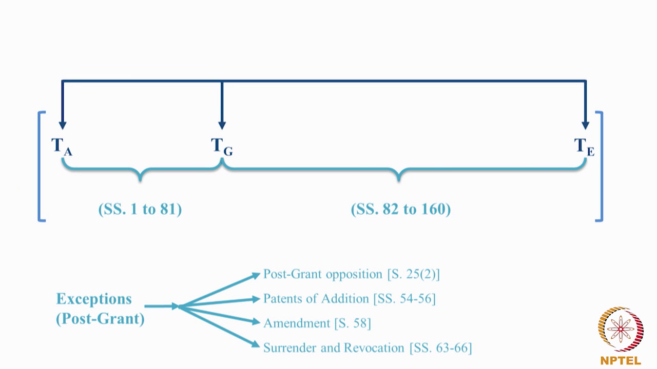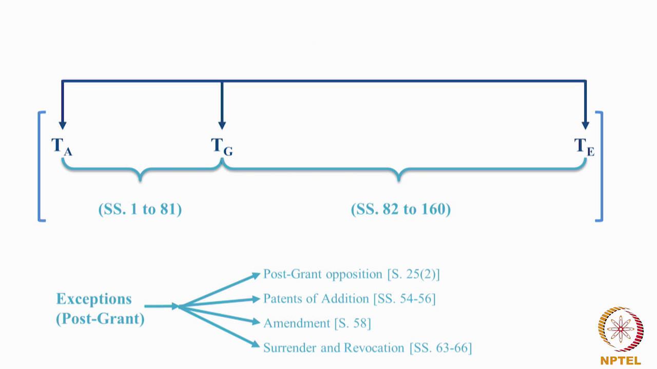So you find that post grant opposition is an exception in the sense that it's an event that happens after the grant, so it comes after TG. Similarly, patents of addition, though mentioned under sections 54 to 56, which again come within sections 1 to 81, are events that happen after the grant. You could only file a patent of addition if you have already filed a patent in the first place.